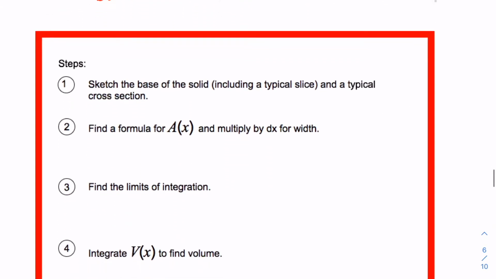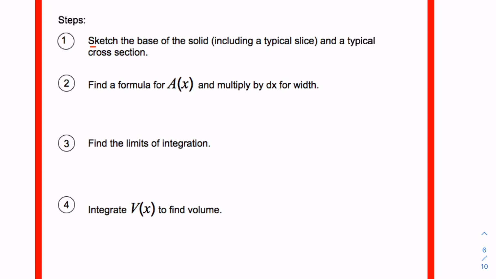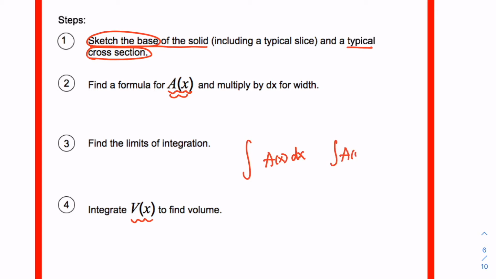Basic steps are, first, you have to sketch the base of the solid, and also what the fixed cross-section is, what shape that is. Next, find the formula for A(x) or A(y), then integrate it to find the volume. Integration of A(x) dx or integration of A(y) dy. Let me go over some examples.